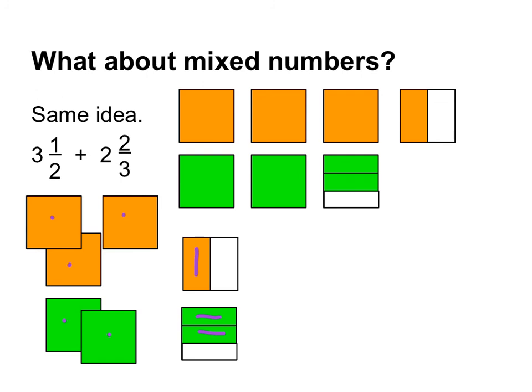Now, right now, visually, very hard to add these together because they're not the same size piece. So let's go ahead and make them the same size piece. So now notice I took the top rectangle and I broke it vertically. I took the bottom rectangle and I broke it horizontally. So now let's switch it. So let's break the orange rectangle into thirds horizontally and the green rectangle into half vertically.